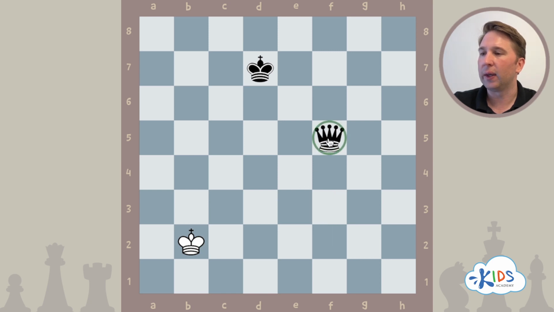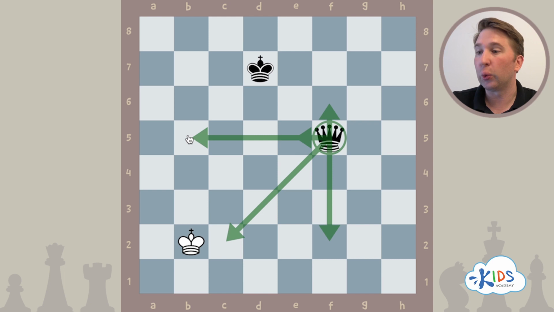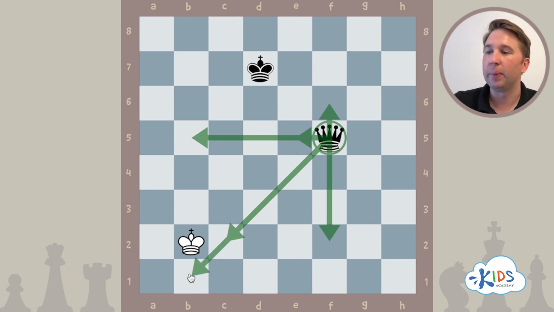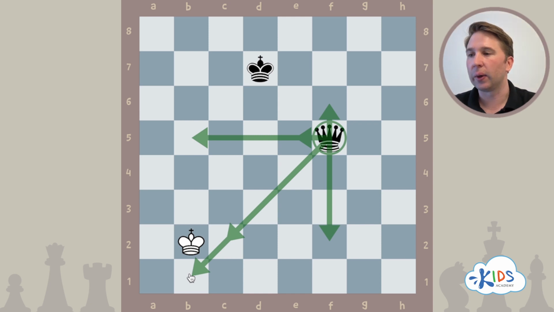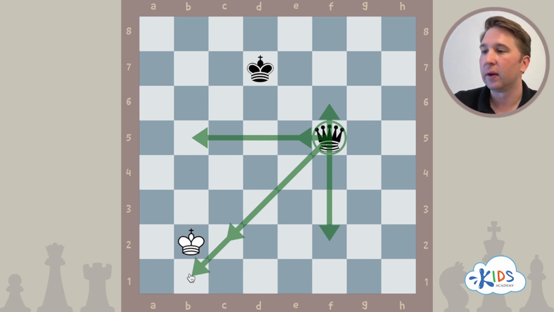I can put the queen also on c2. That will check the king. And if we're looking at the file, I can play queen b5 check. I could even play queen b1 check. And all these squares would allow the queen to aim at the king, put the king in check.